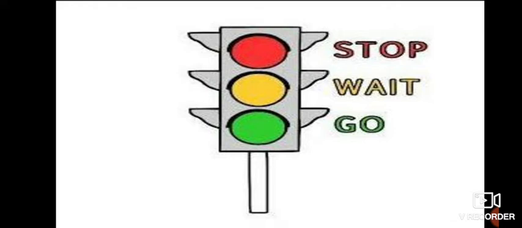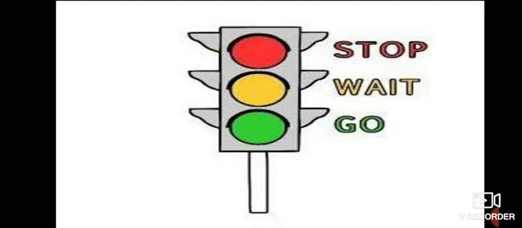Traffic signals like this. When the red light is on in the traffic signals, the red light means you have to stop. If the yellow light is on, that means you have to wait. And if the green light is on, that means you can go. So red light says stop, yellow light says wait, and the green light says go. Very important.